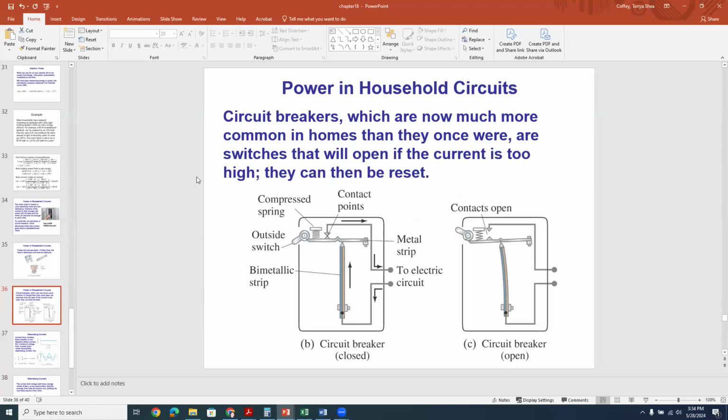So circuit breakers are a lot more common in homes than they used to be. And those are switches that will open and close if the current is too high, and then you just reset them. Okay, and this is kind of a little schematic on how that works. So you have a circuit breaker that's closed, and then there's a little spring loaded in there. And then when the current is too high, the little bimetallic strip will bend, because the heat will cause it to expand and contract differently. And then that causes the spring loading here to move the contacts to open, and then you have to go reset it. So that's something that you might see in circuits.